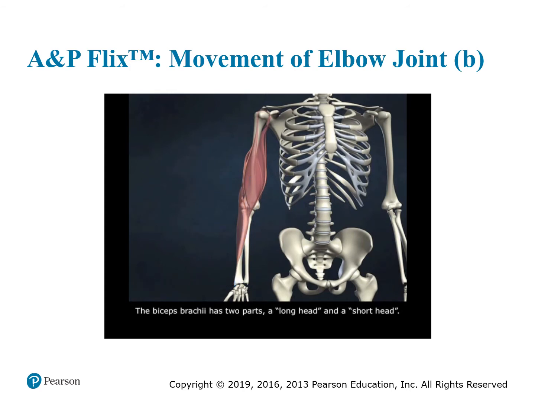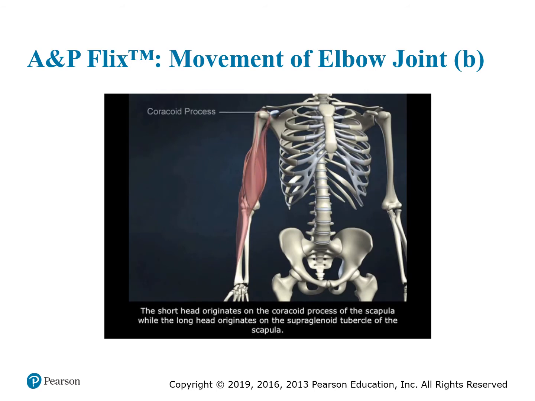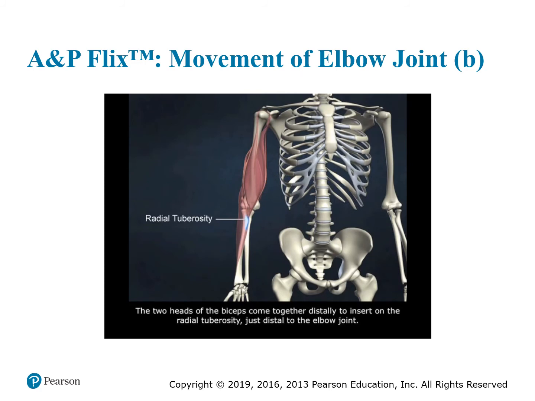The biceps brachii has 2 parts, a long head and a short head. The short head originates on the coracoid process of the scapula, while the long head originates on the supraglenoid tubercle of the scapula. The 2 heads of the biceps come together distally to insert on the radial tuberosity, just distal to the elbow joint.